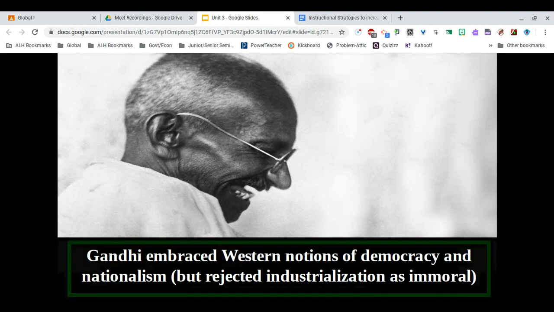He did embrace the Western notions of democracy and nationalism. He uses them both. He uses Indian nationalism to gain their independence, to rally Indians together, but he does reject industrialization as basically immoral. He does believe that that's not a system that India should be using.